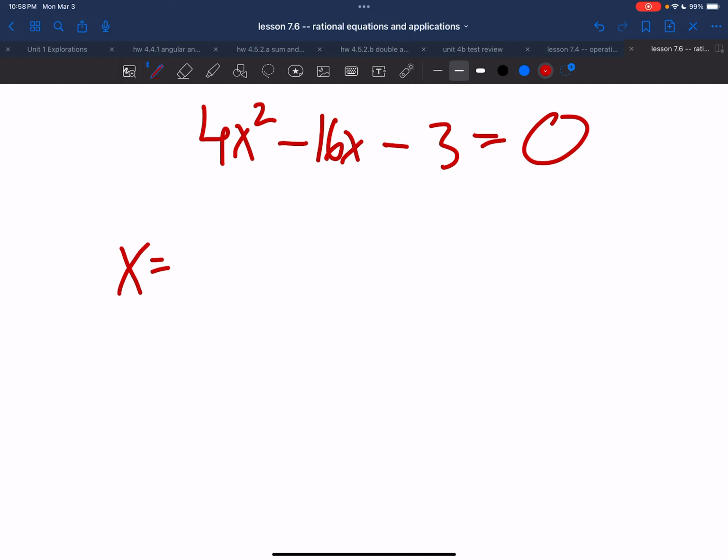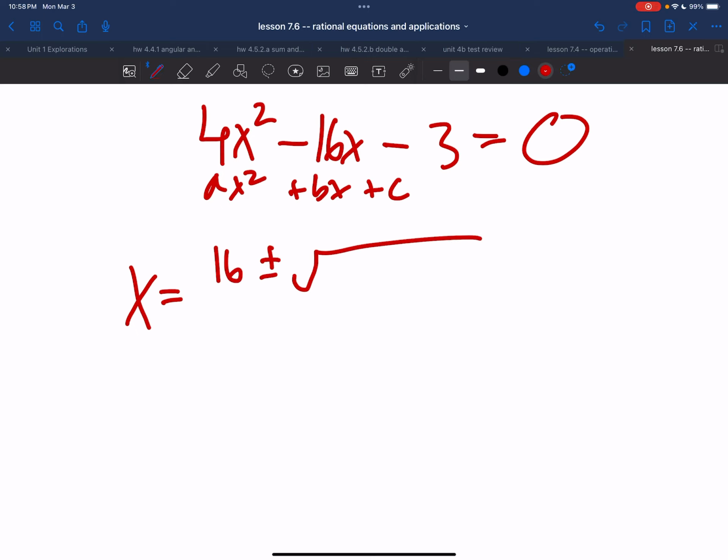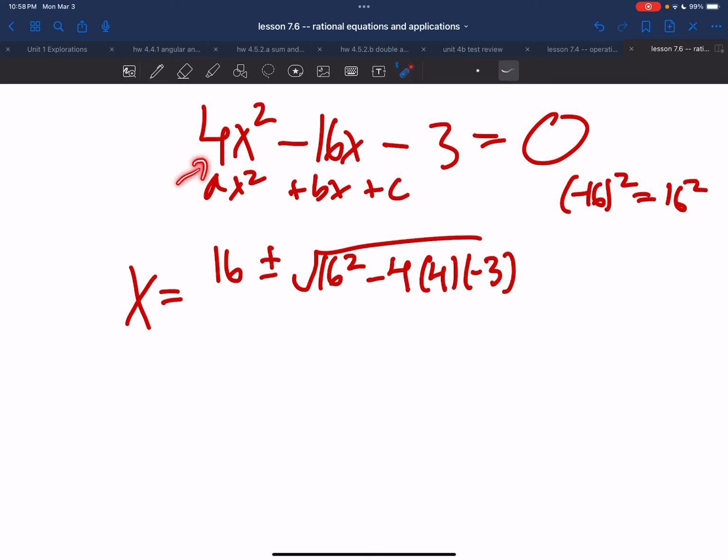X equals negative b, which this is ax squared plus bx plus c. The negative b, well, that's negative 16. So that's just a positive 16. X equals negative b, right, like this. And so that's just 16 plus or minus the square root of b squared. Look, this is negative 16 squared, which is the same as 16 squared. So I'm going to say 16 squared minus 4ac, right? A was 4 and c was negative 3, all over 2a, where a is 4.